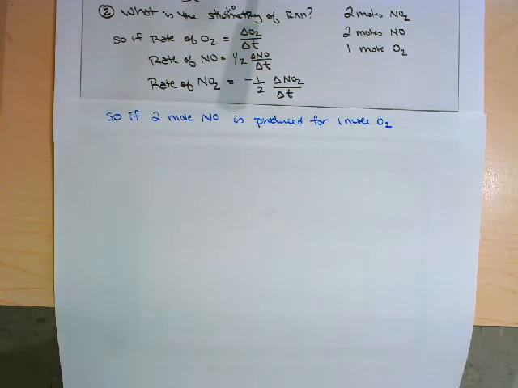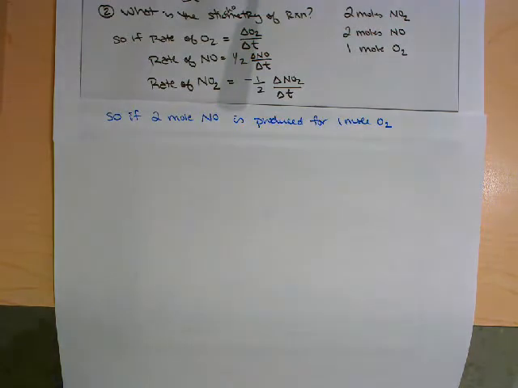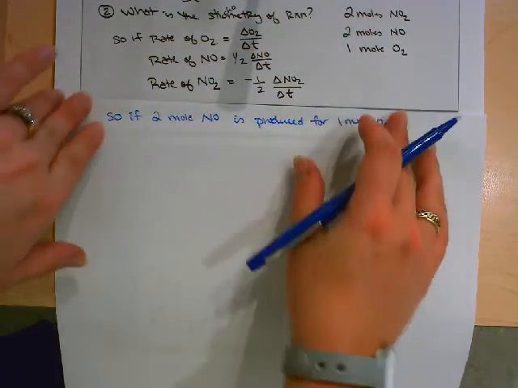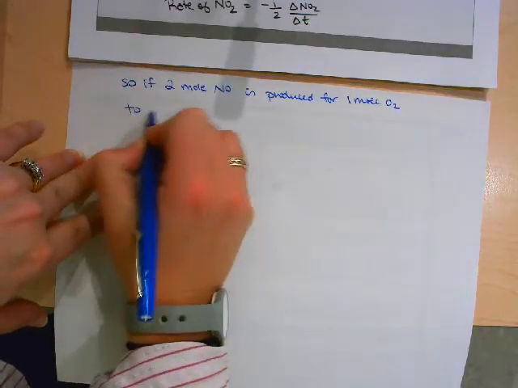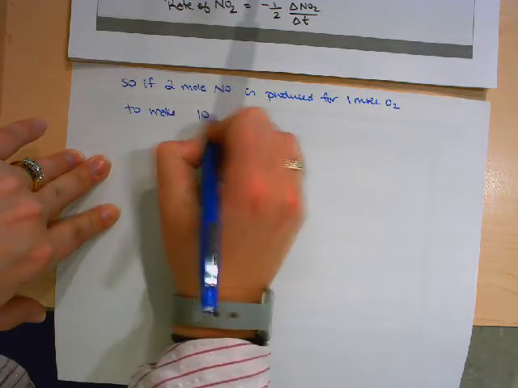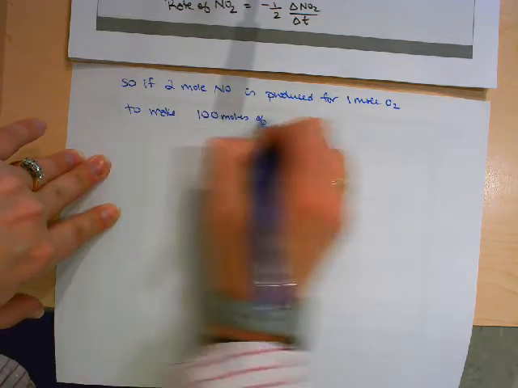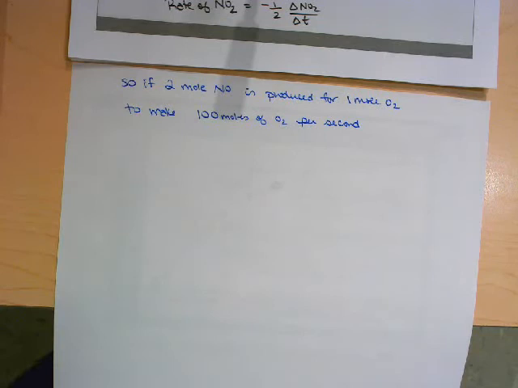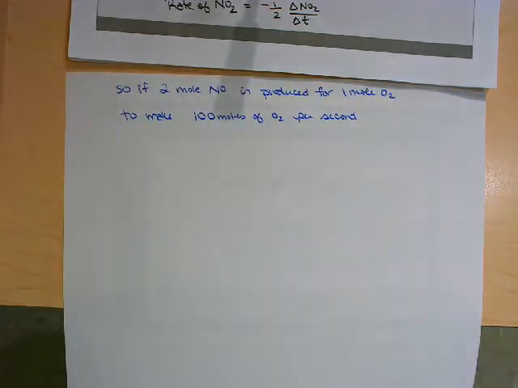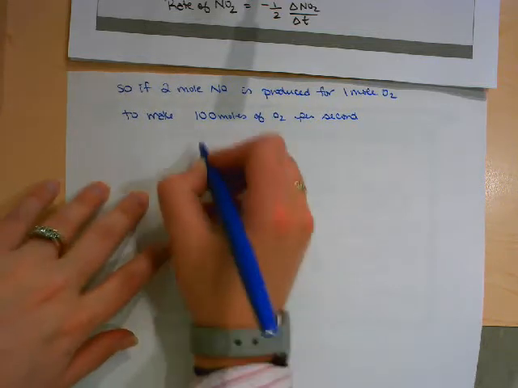So let's say I'm making it, based on stoichiometry. I make 2 moles of nitrogen monoxide for every 1 mole of oxygen gas. So, a 2-to-1 ratio. So I want to make 100 moles of oxygen per second. How many moles of nitrogen monoxide must be made to keep the stoichiometry the same? To make 200.